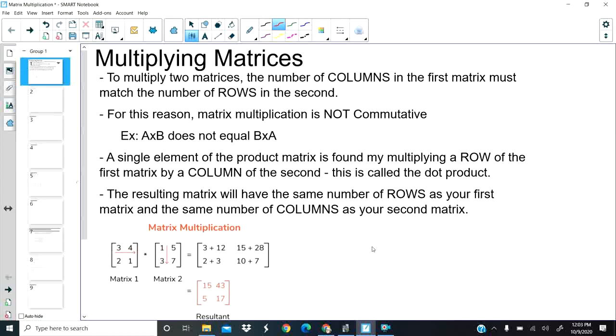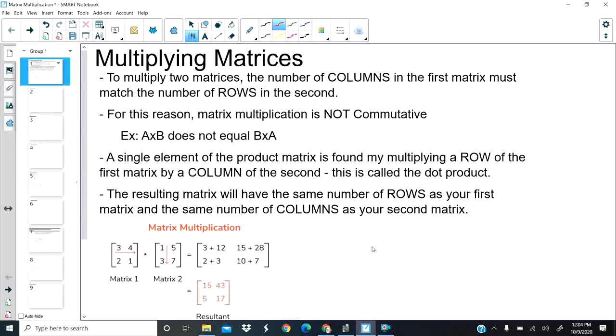And also, I would suggest the first thing you do is just pause the video and write down all of these notes because you're definitely going to need notes on this. And then once you get the notes written down, you can unpause and we can talk about it a little bit. So the first thing that you need to know is to even be able to multiply two matrices, the number of columns in the first matrix must match the number of rows in the second matrix.